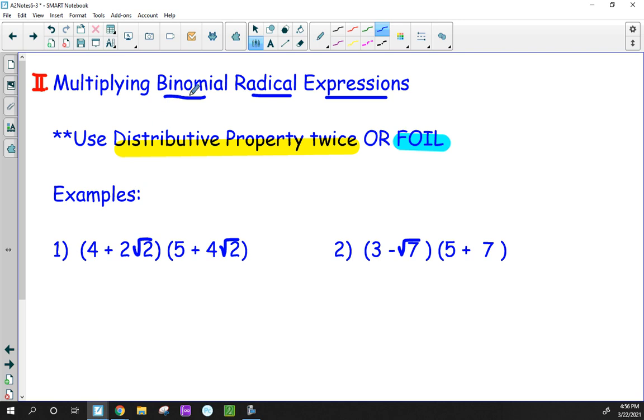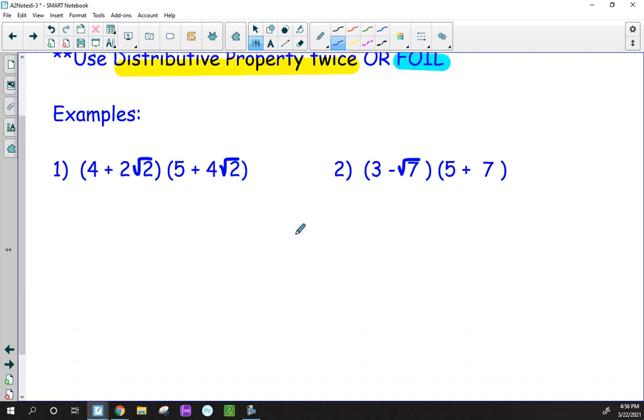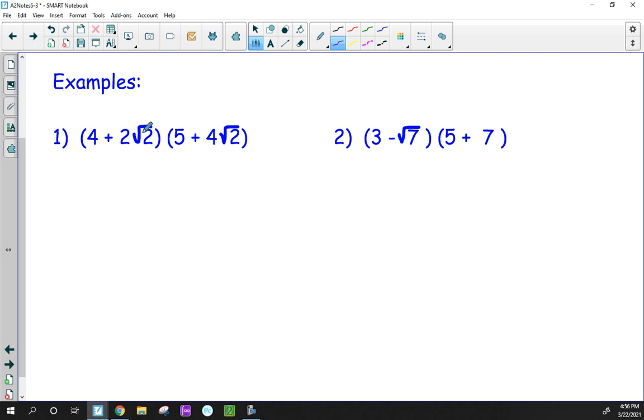So on the multiplying binomial, remember binomial is two terms, you're going to either use distributive property twice, or you can use the FOIL method, first, outer, inner, last, which we have used a ton of times this year. For my example 1, I have a two-term, notice the parentheses, I have 4 plus 2 radical 2 times 5 plus 4 radical 2. So because it's a binomial, I'm going to distribute or use FOIL. First would be 4 times 5, which is 20.